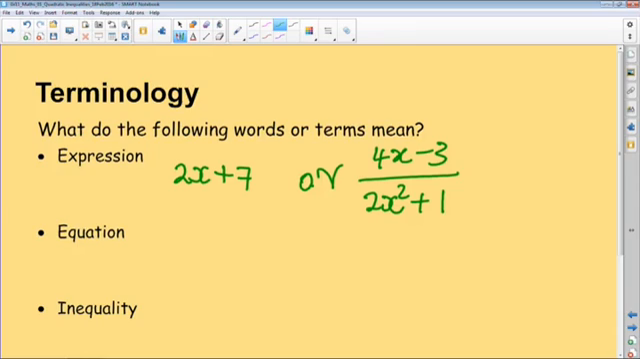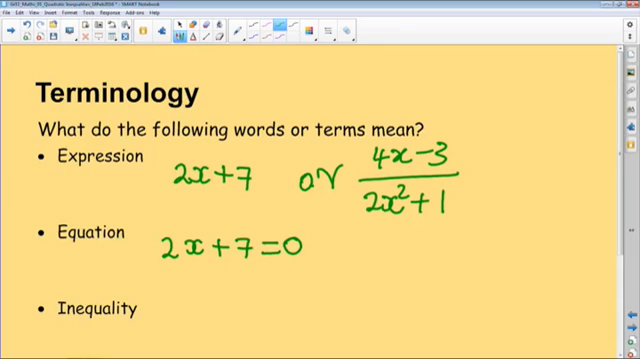Right? We can have y equals 2x plus 7. That's just a function. That's an expression. It doesn't have an equal sign. But if I give you 2x plus 7 equals 0, so this one, it's an equation. It is equal to 0.